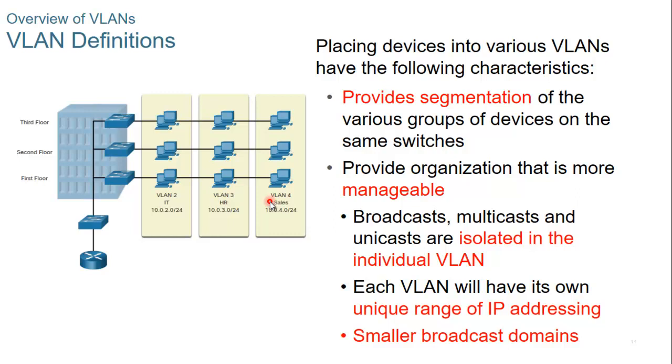But using VLANs, we have divided the broadcast domain. So if any device within this VLAN decides to broadcast, it only broadcasts within the VLAN. It doesn't go to the other VLAN. So it is isolated in the individual VLAN. Each VLAN will have its own unique range of IP addressing, and then we have, of course, a smaller broadcast domain.